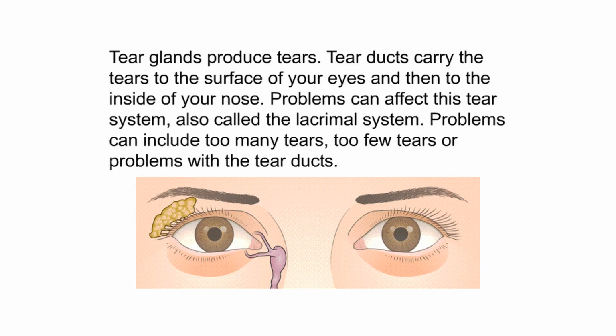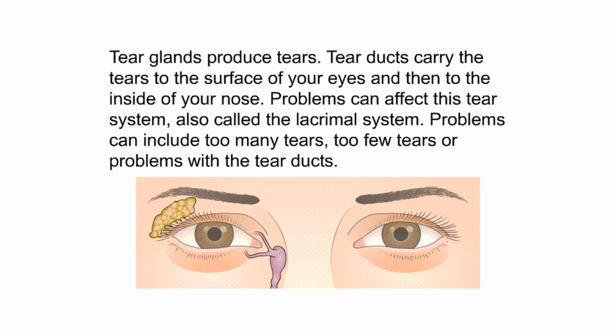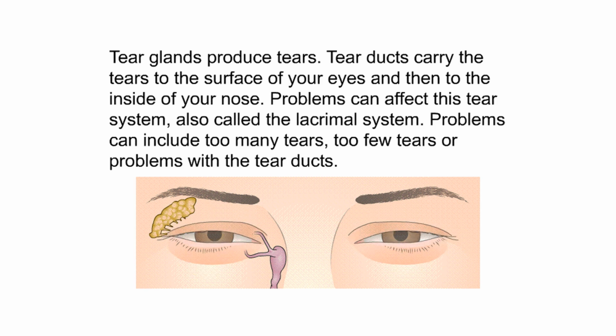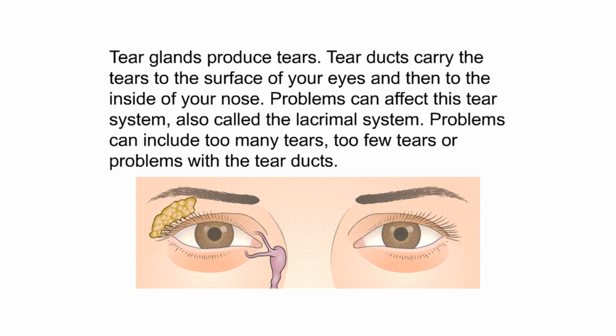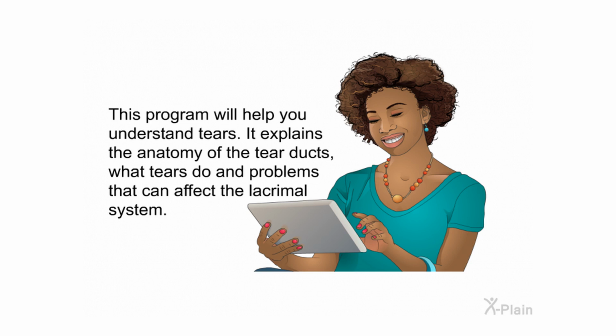Tear glands produce tears. Tear ducts carry the tears to the surface of your eyes and then to the inside of your nose. Problems can affect this tear system, also called the lacrimal system. Problems can include too many tears, too few tears, or problems with the tear ducts. This program will help you understand tears. It explains the anatomy of the tear ducts, what tears do, and problems that can affect the lacrimal system.